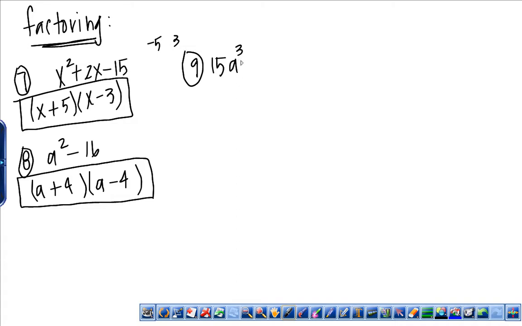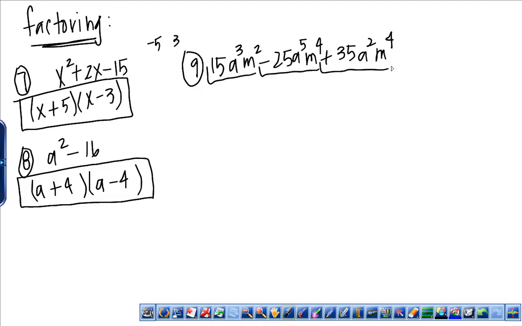15a cubed m squared minus 25a to the 5th power m to the 4th plus 35a squared m to the 4th. Now if you look at this, you should see basically a trinomial, and you should notice that you can't factor it like you did number 7, but you should be able to take some common factors out. Where I can see I can take a 5, I can take out a squared, and I can take out an m squared. So if you factor out, that means you're dividing.